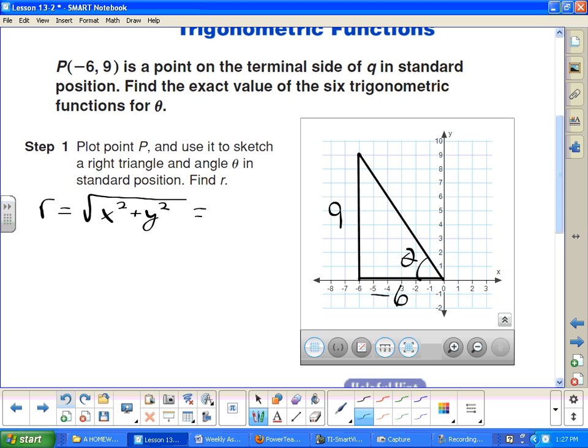So r is the square root of negative 6 squared plus 9 squared. So this is 36 plus 81, which is this lovely number 117, square root of 117. A really nice, ugly number. But I'm going to help you out here.